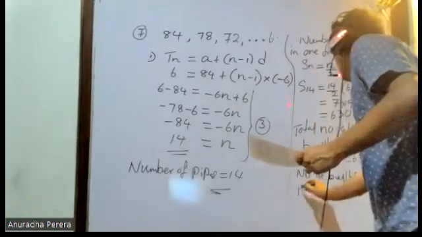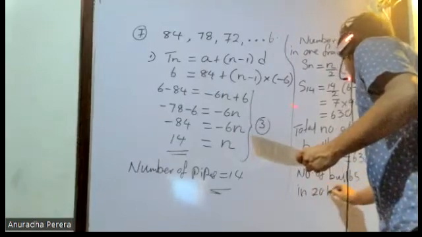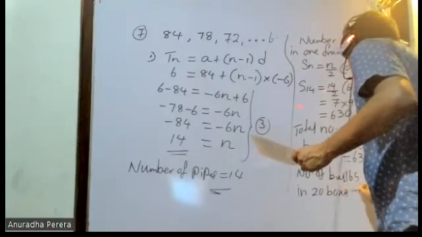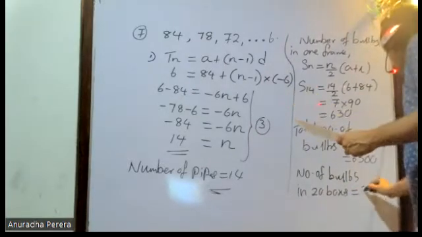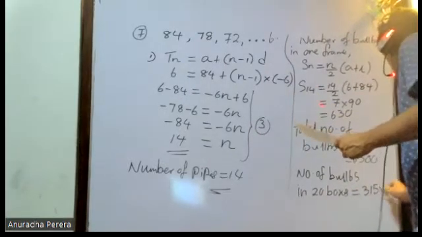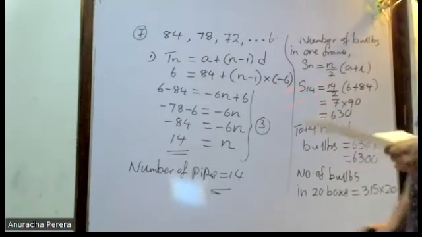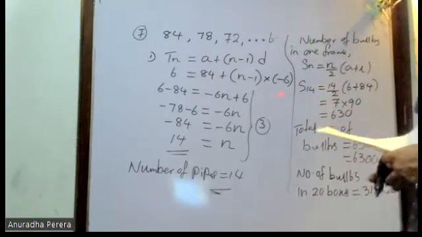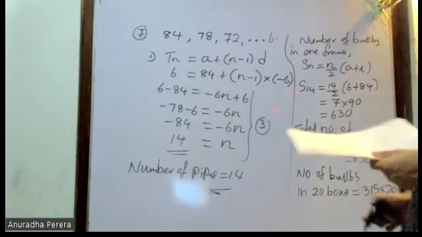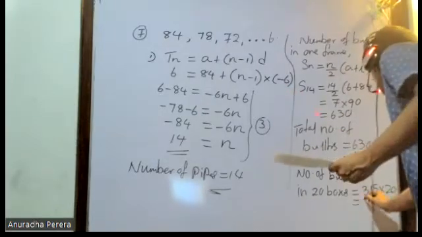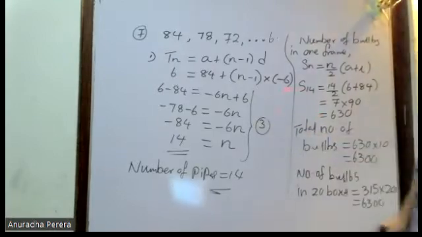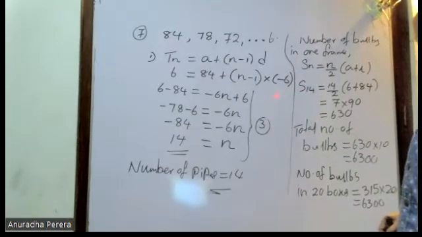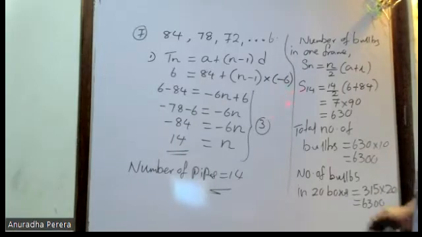Then we can determine the number of bulbs in 20 boxes. We can multiply the bulbs in one box, 315, into 20. The answer is 6,300. Then you can write that 20 boxes are sufficient.